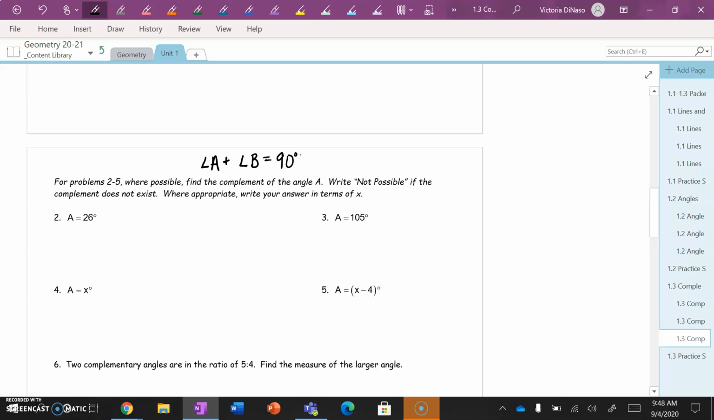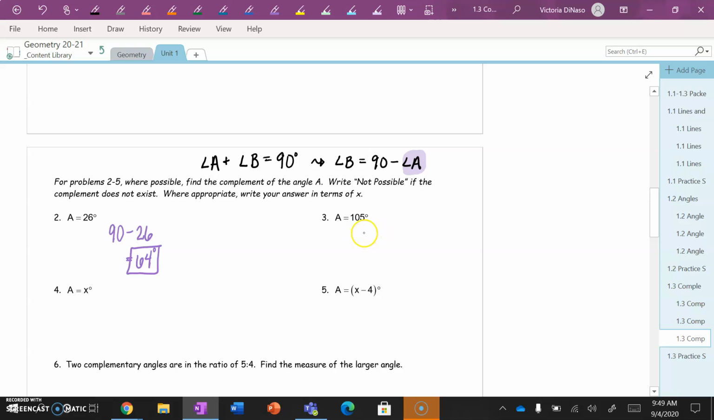So what I can do is I can move this A to the other side using subtraction, so that our new angle, we'll say angle B, equals 90 minus angle A. So for each of these, 2 through 5, we're going to take A and plug it in right here. So I'm going to take 90 minus 26, so that the complement of this angle is 64. So if one angle is 26, the other angle has to be 64.